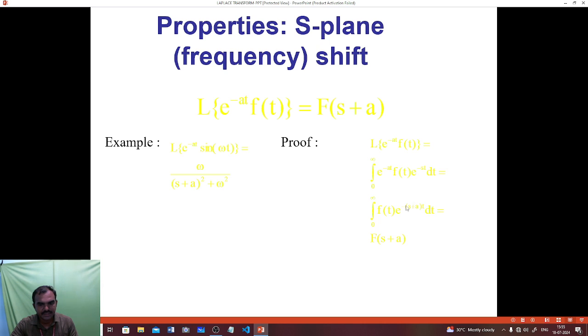Here the value is s, meaning F of s. Here the value is s plus a, so F of s plus a. One example is given: L of e power minus a t sin omega t. Here we apply the formula. Which formula are we applying? The integral of e power minus a x sin b x is e power minus a x by a square plus b square times (a sin b x minus b cos b x). We take a value as a and b value as omega. After we apply the limit values, 0 to infinity, we get the answer omega by (s plus a) the whole square plus omega square.